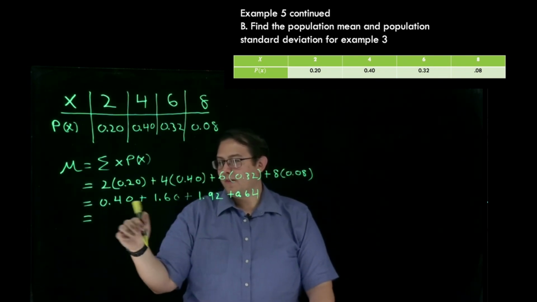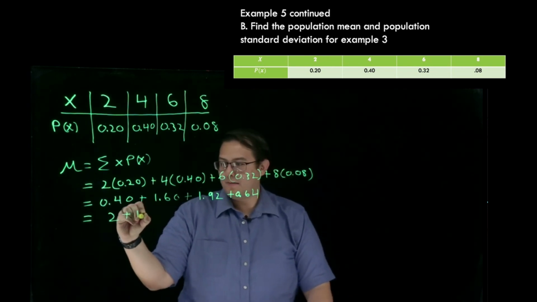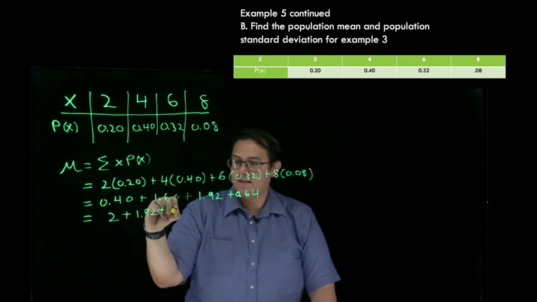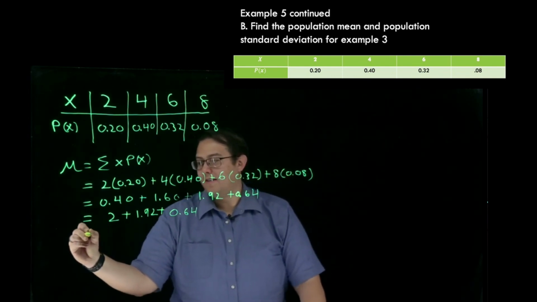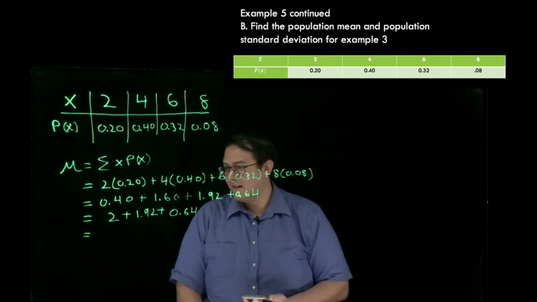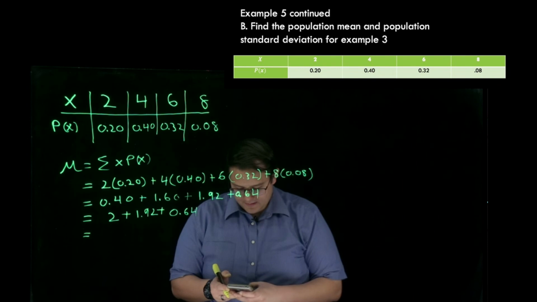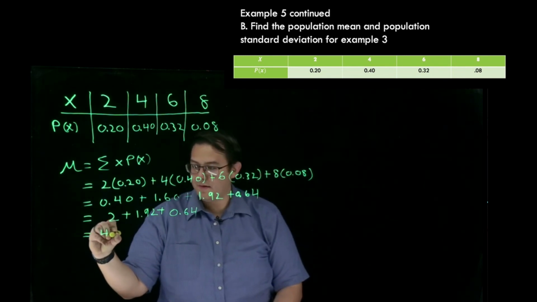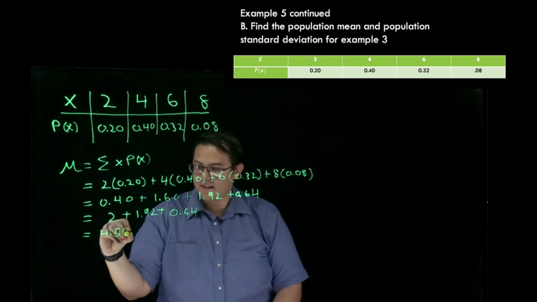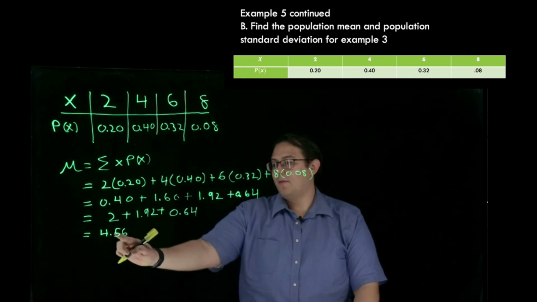So if you add these two, you'll get 2 plus, and then you got to put the rest. So this is 1.92 plus the 0.64. And then I'll just use a calculator to get the rest of this. So then our mean is going to be, let's see, 2 plus 1.92, that one's not bad, plus the 0.64. And we get that the mean is 4.56. So in terms of this example, the mean number of packs sold is 4.56.